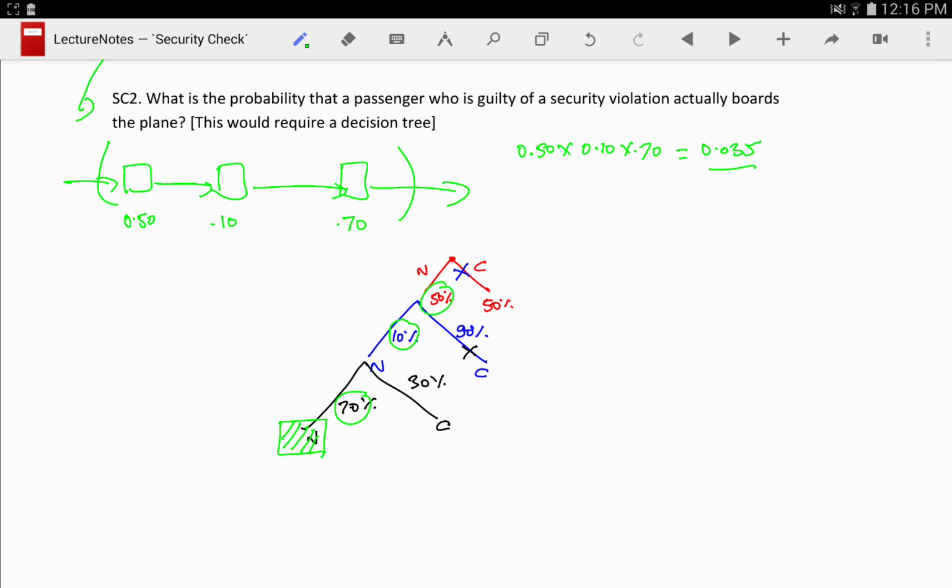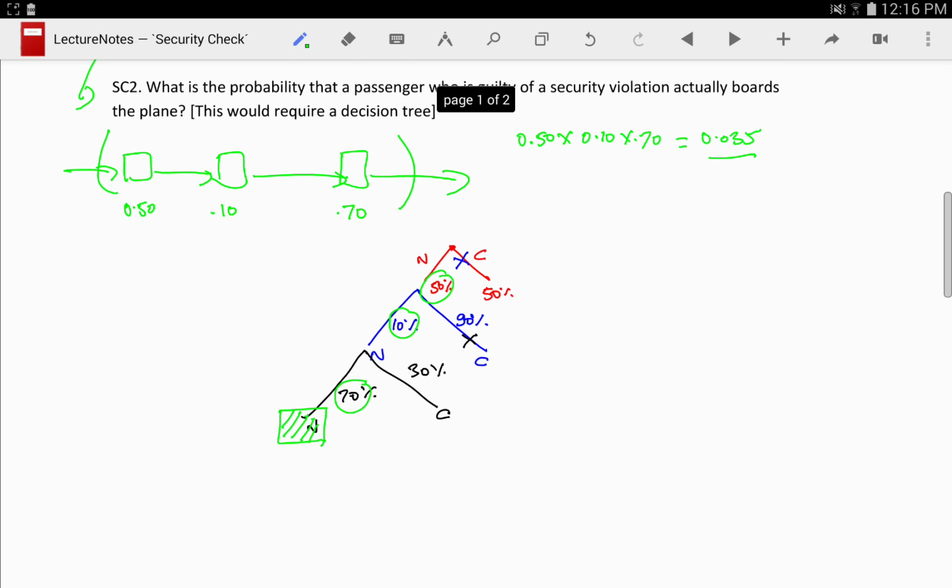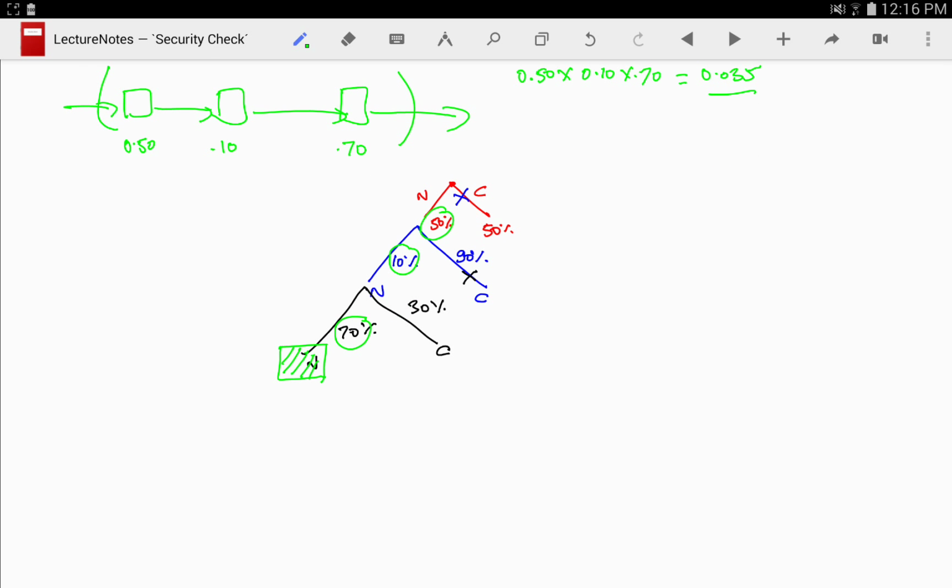Well, the second question is, what's the probability that the passenger who is guilty of a security violation actually boards the plane? Here, he's already here. Now the 4th step is about to come. In the 4th step, there is a 95% probability he will not get called for screening, but there is a 5% chance he might get called for screening. If he is not called for screening, he gets past it, right? He doesn't get caught.